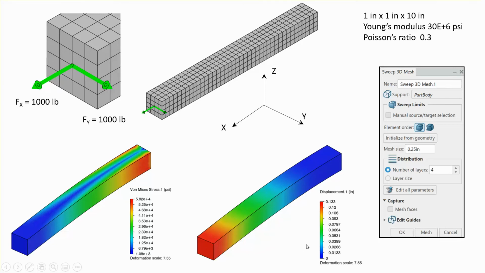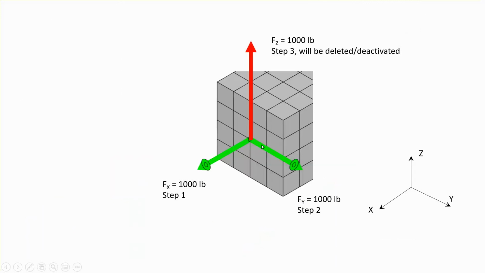The way I'm going to model this to explain what can be done in Feature Manager is by actually doing three steps. Step 1, apply load Fx. Step 2, apply load Fy. And step 3, apply load in the Z direction, which doesn't exist in our case, okay? But I will apply 1,000 pounds in the Z direction.